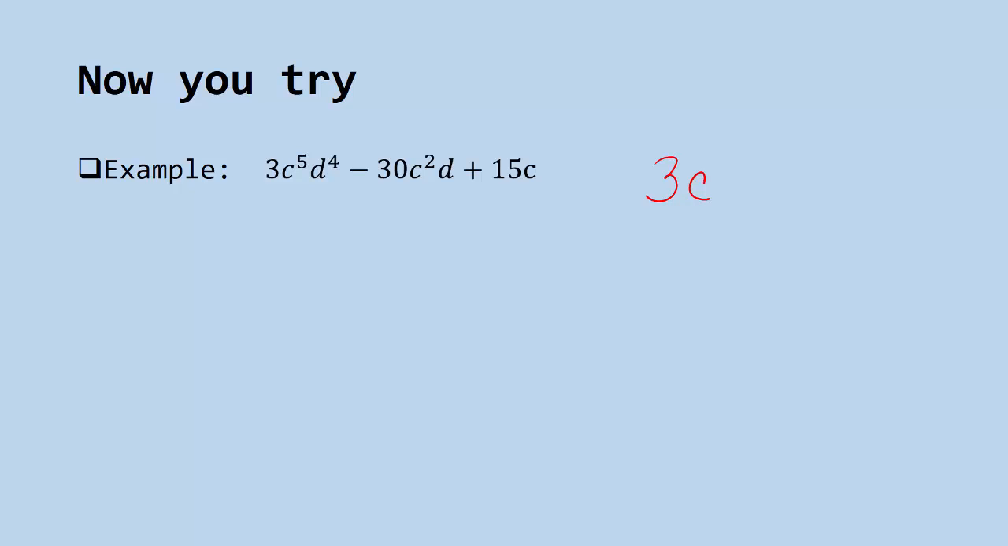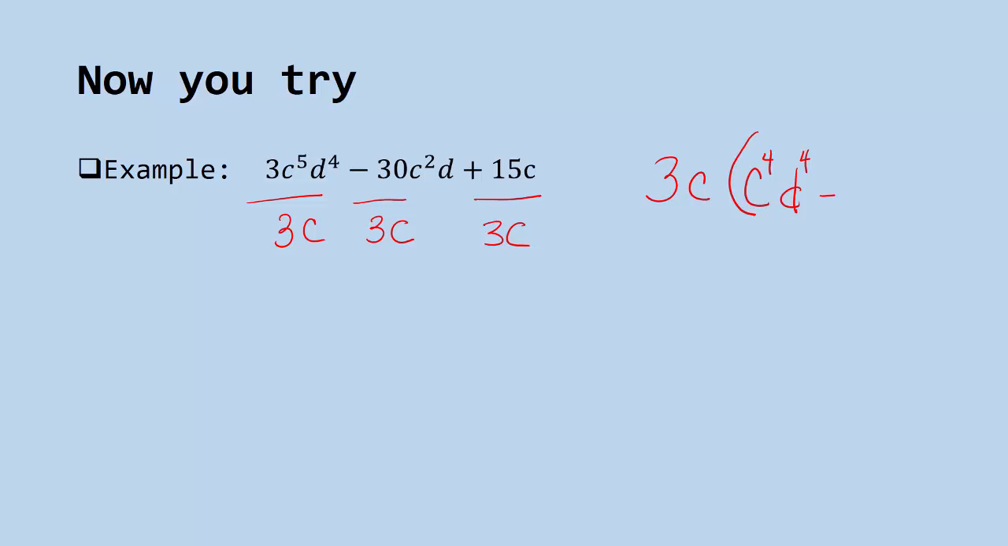Now let's look at the d's. D to the 4th in the first one, d in the second one, but there is no d in the third term. Therefore, it's not a common factor in all three terms, and I cannot factor it out. So the d's are going to stay as they are. So let's go through and divide by our 3c. So in the first one, we have 3 divided by 3 is 1. C to the 5th divided by c gives me c to the 4th. And again, we're left with the d to the 4th.